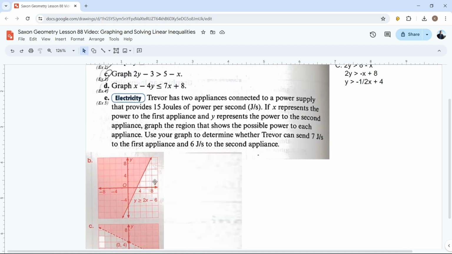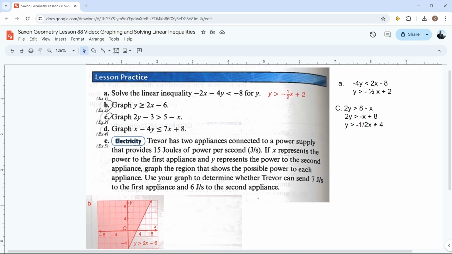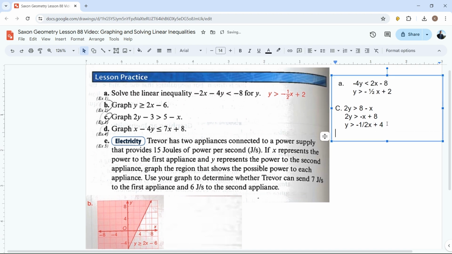All right, letter D. Same sort of thing for letter D. I need to start by rearranging. So in letter D, I am going to subtract x from both sides right away. That gives me negative 4y is less than or equal to 6x plus 8. Next thing I'm going to do is divide both sides by negative 4.